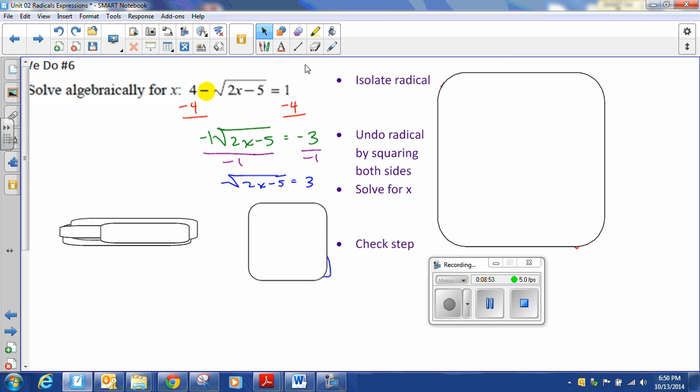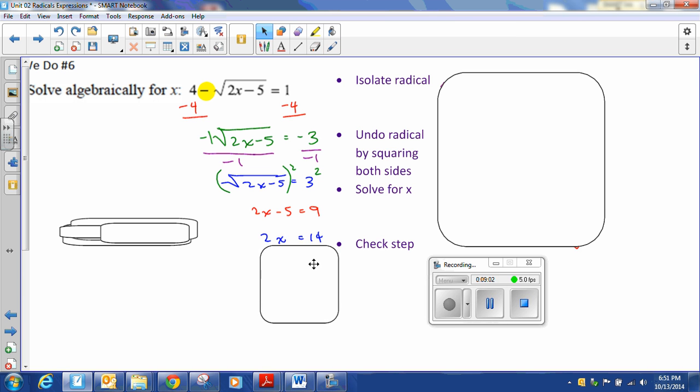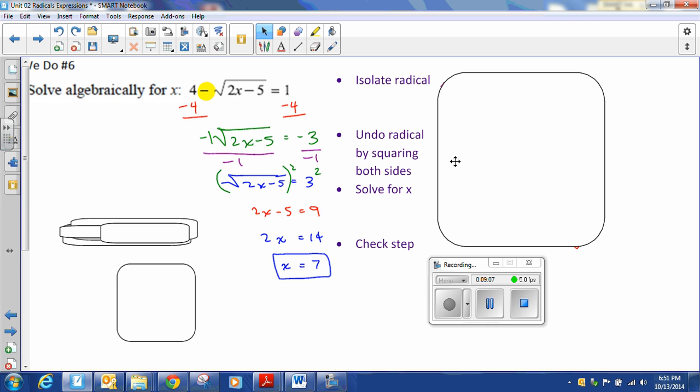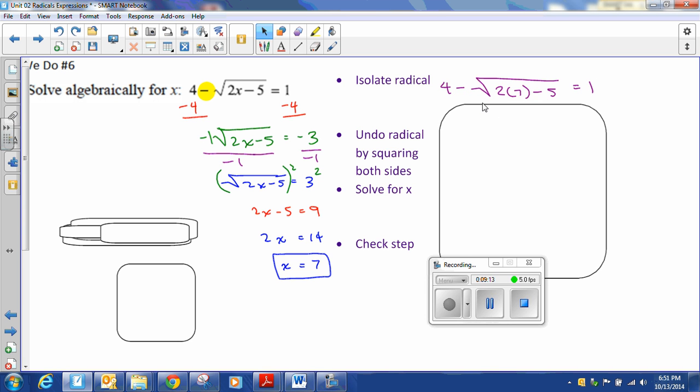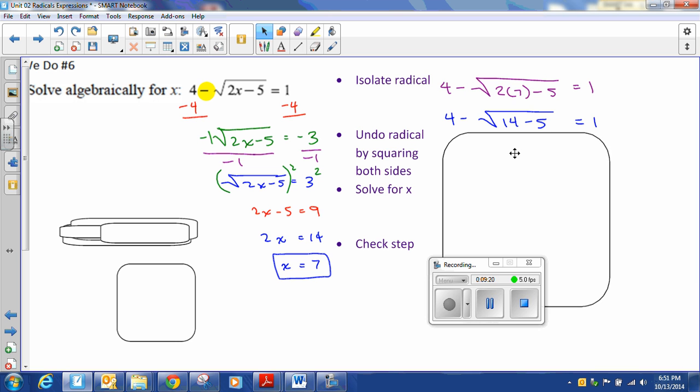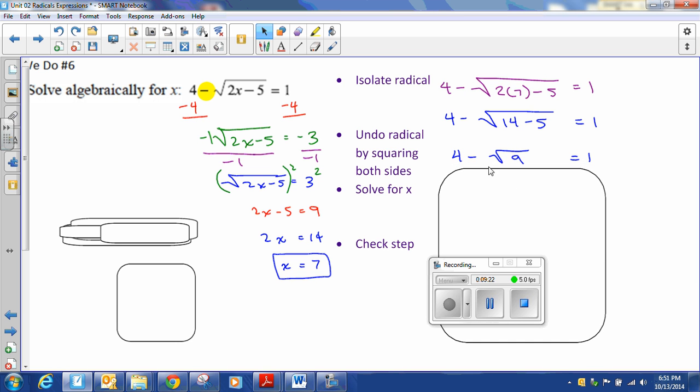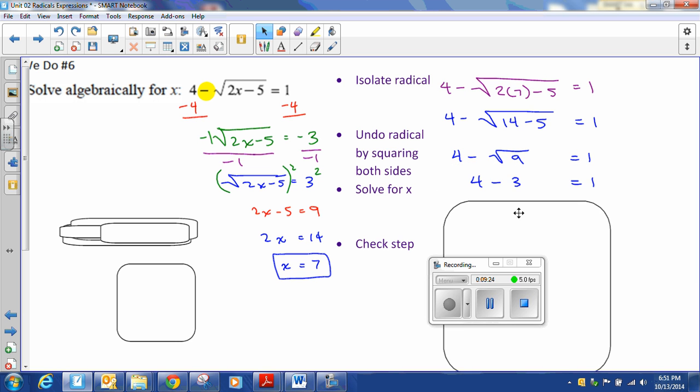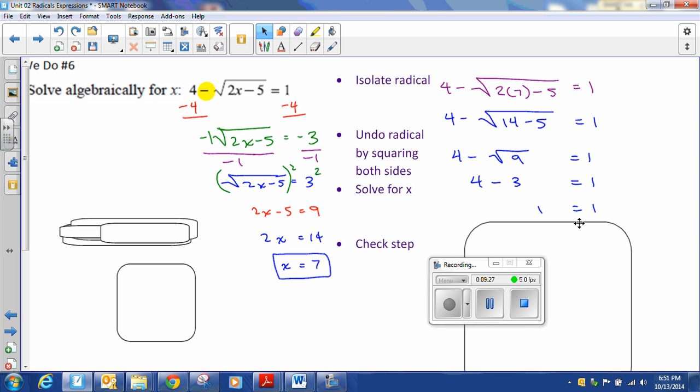Squaring both sides, we end up with 2x minus 5 equals 9. Add 5 to both sides to get 2x equals 14. Dividing by 2, x equals 7. Let's go ahead and do the check step. Plugging in 7 for x, we end up with 2 times 7 minus 5 under the radical. 14 minus 5 is 9, and radical 9 is 3. 4 minus 3 gives us 1, and 1 equals 1.